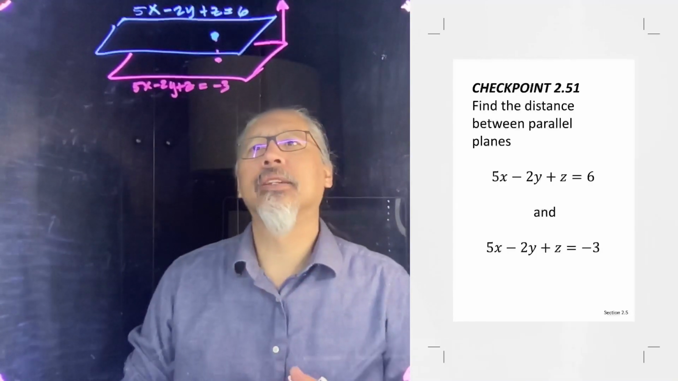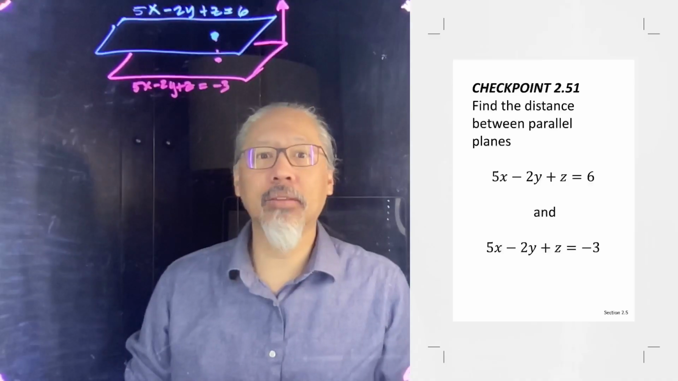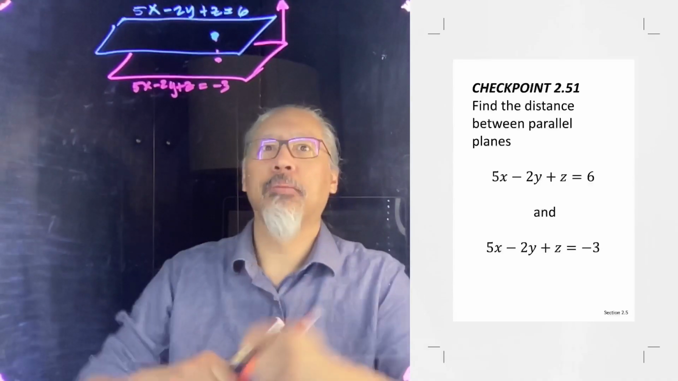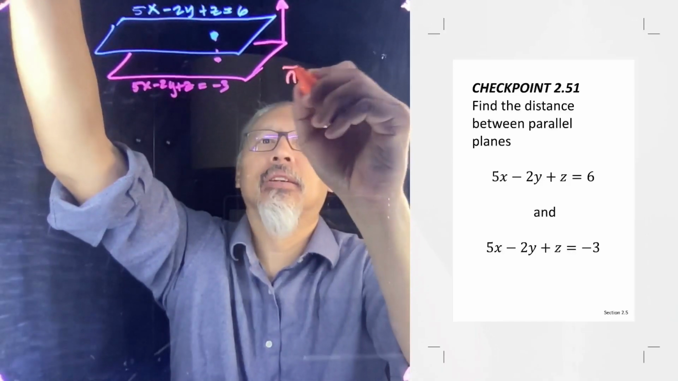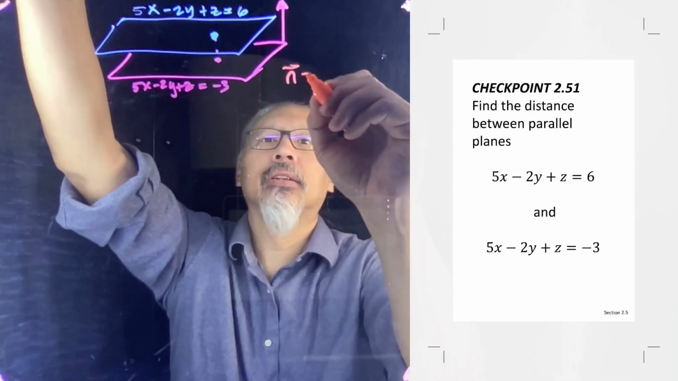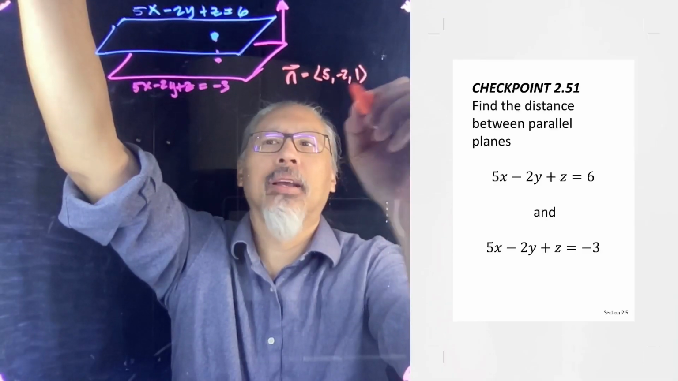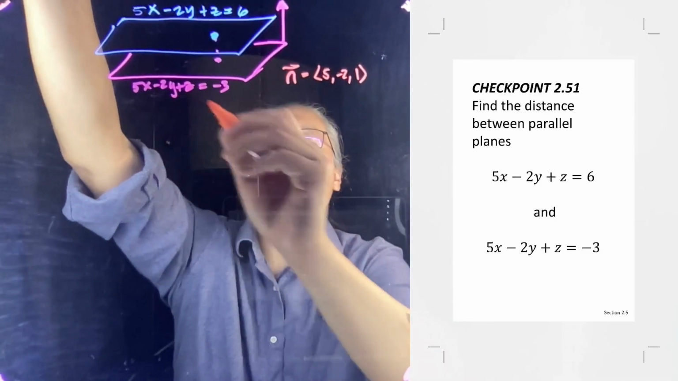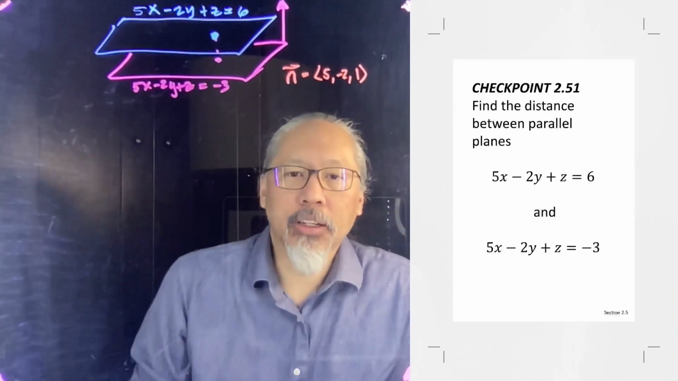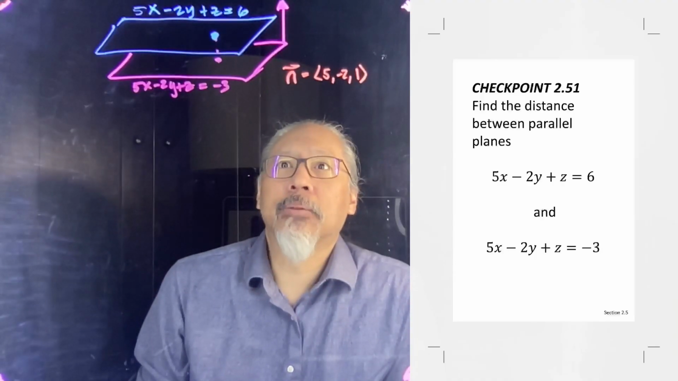What's interesting is that we can assume they both have the same normal, and we can see that by looking at the normal vector. This one has coefficients of 5, -2, and 1. And this one also has coefficients of 5, -2, and 1. So if they're not exactly the same, they should at least be scalar multiples of each other. And that's our normal vector.